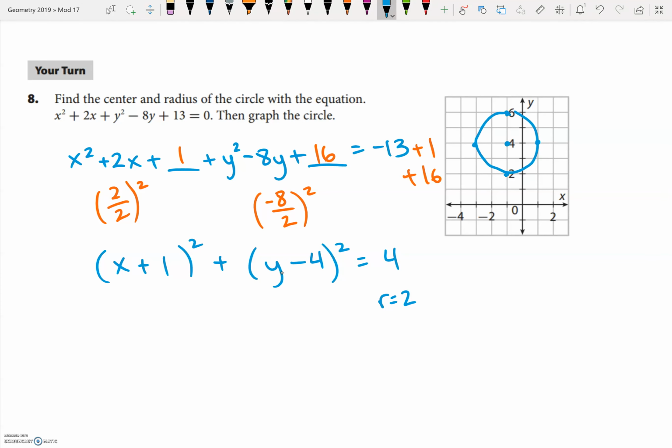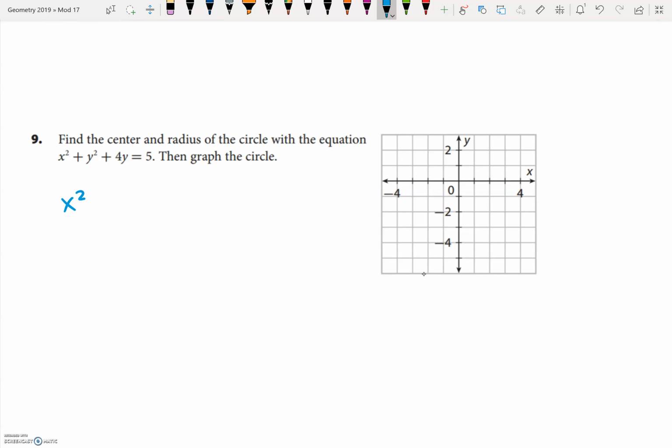Let's try one more time. And let's go to our last example. x squared. This one's kind of unique. We'll say plus 0x plus blank plus y squared plus 4y plus blank equals 5. So why did I leave this blank? Well, actually we'll just do this, and I'll show the long way, and then we'll do a shortcut.